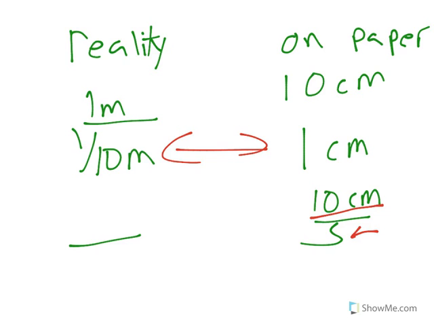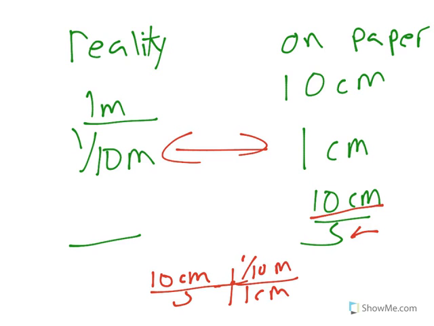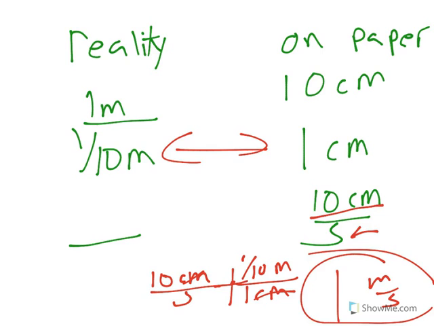So what I have to do is say 10 centimeters per second is, and then I multiply that by the conversion here. If we wanted to do dimensional analysis real quick, you could see it a little better. 1 centimeter on paper is equal to 1/10 of a meter in reality. So the centimeters cancel, and I'm left with meters per second, and 10 over 10 is 1. So her actual speed would have been 1 meter per second.